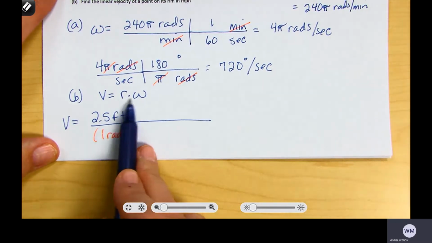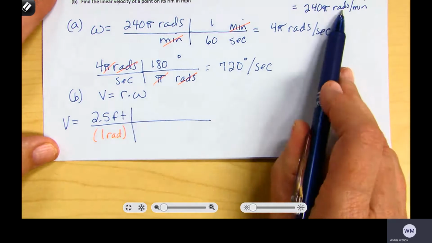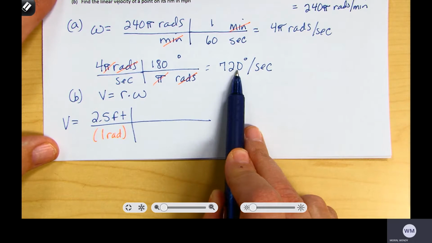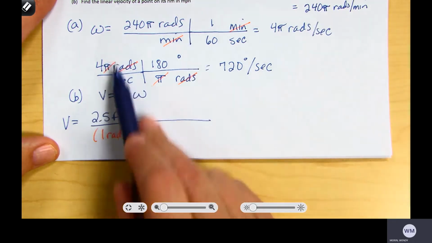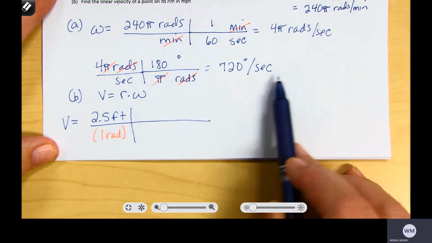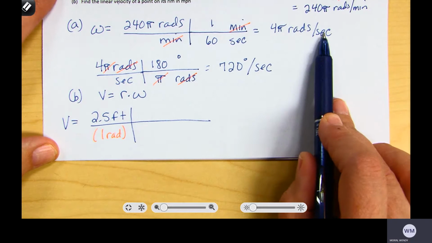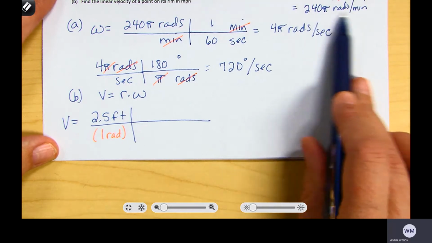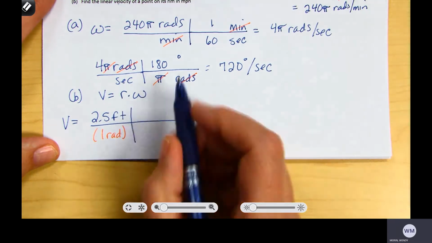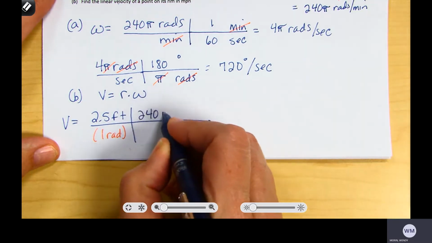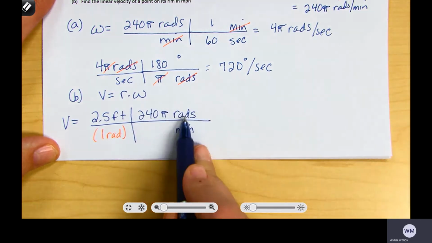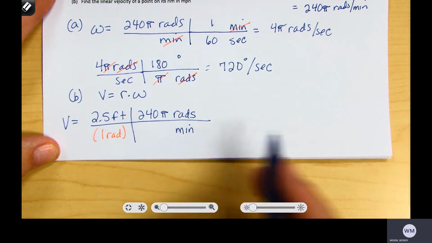So we're going to multiply that by our angular velocity. Well, we have radians per minute, radians per second, and degrees per second. We can use any of those because those are all our angular velocity. But since I want miles per hour, I probably don't want to use the ones with seconds. I could. I'm just going to use our original given information. So R times omega, again, our omega is 240 pi radians per minute. Notice how this is our fraction bar, radians per minute.